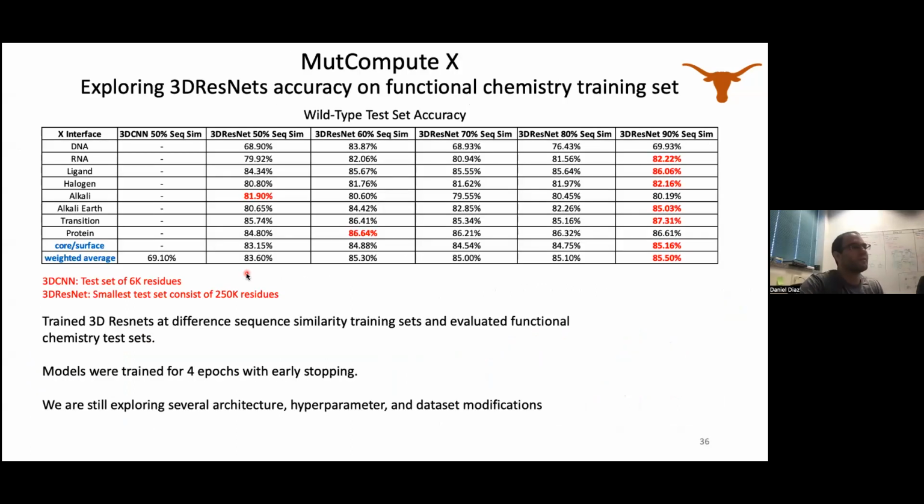Here's the performance of the top performing models from this. You can see the original MutCompute model got to about 69% accuracy. Then here's the performance of the best 50%, 60, 70, 80, and 90% sequence similarity models. You can see they all hit about 83 to 85% accuracy, and they're able to learn relatively well all these different interfaces, with DNA being the worst predicted interface.